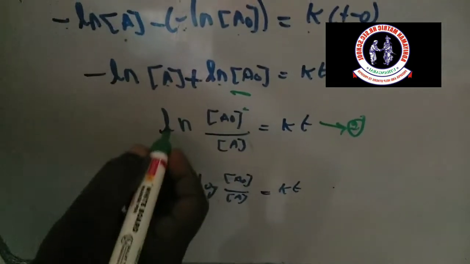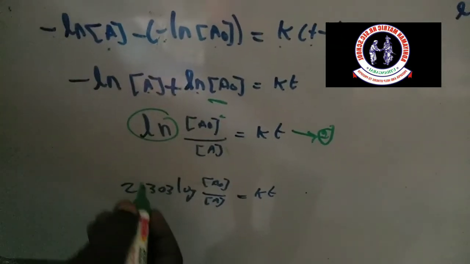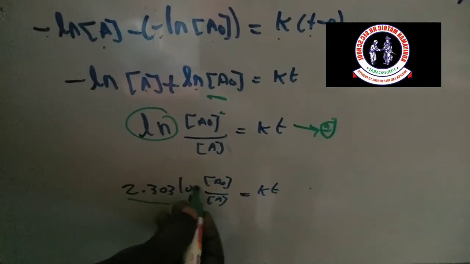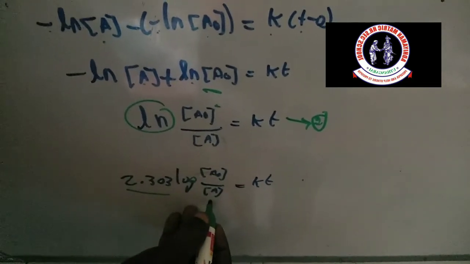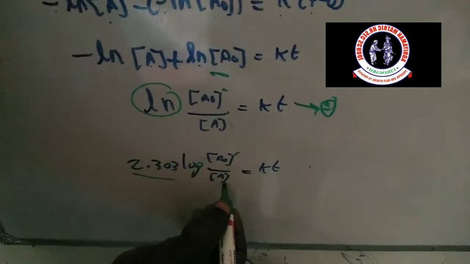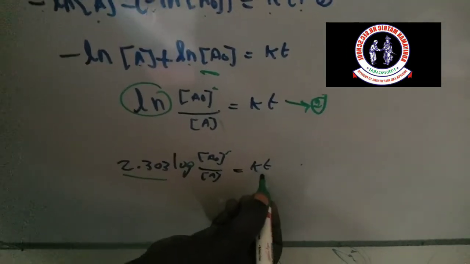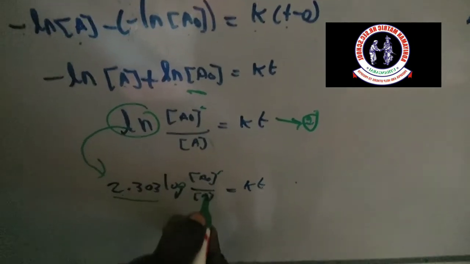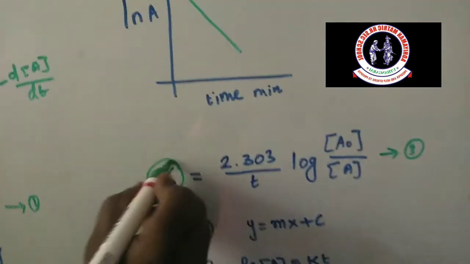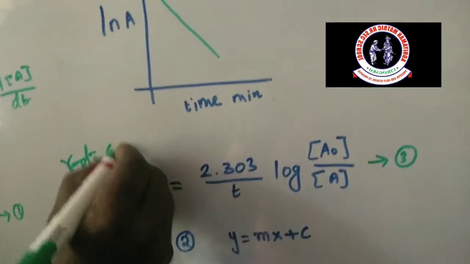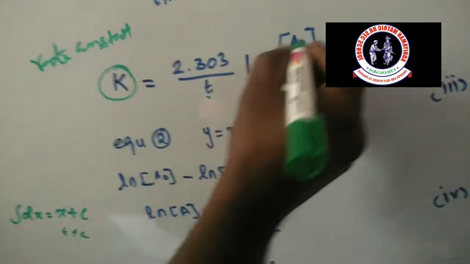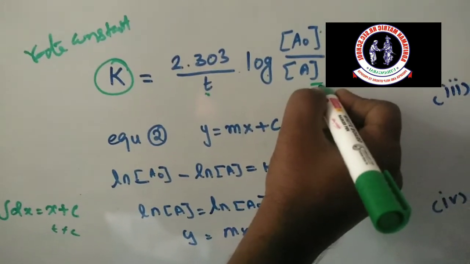Now we convert ln into the usual logarithm. We multiply by the constant 2.303, so 2.303 into log of A naught divided by A, the initial concentration over the concentration at time t, equals K into t. Here ln is converted into the usual logarithm, so 2.303 log of A naught divided by A is equal to kt. Okay students, here K is the rate constant. K is equal to 2.303 by t log of A naught divided by A, the initial concentration by the final concentration.